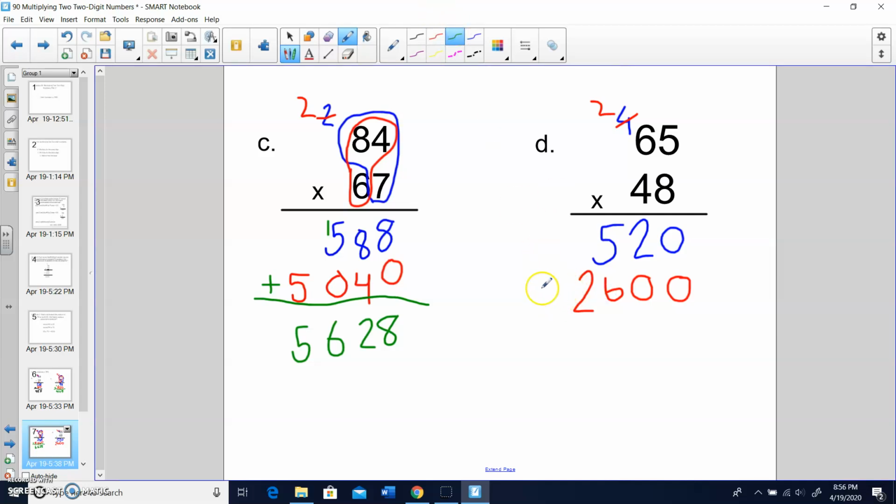Now I can add the partial products together. 0 plus 0 is 0. 2 plus 0 is 2. 5 plus 6 is 11. Carry up your 1. 1 plus 2 is 3. Okay.